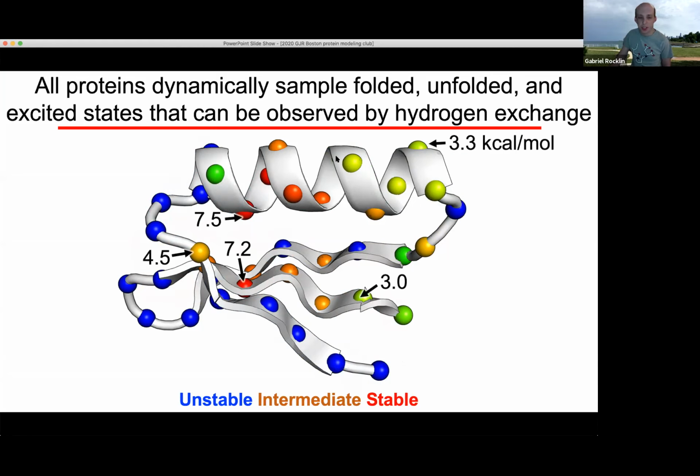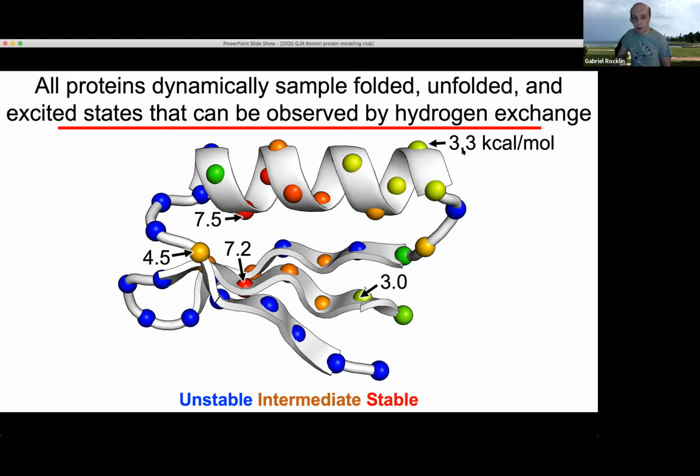But for the positions that are in secondary structure where the amide is making a hydrogen bond, that exchange rate, or that opening free energy, tells you the free energy of opening up the protein at that position. And I've put up the numbers here to show that these opening energies can vary by many orders of magnitude across even this very simple protein. So the opening energies in the red part are 7 to 7.5 kcal per mole. So these residues open up like a millionth of the time.